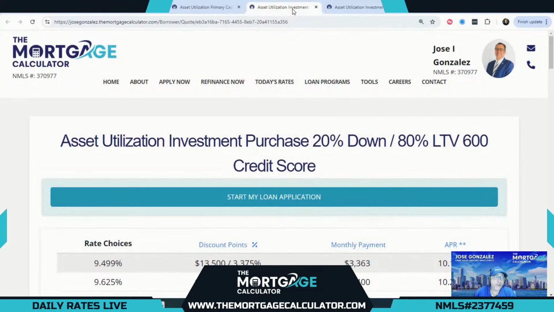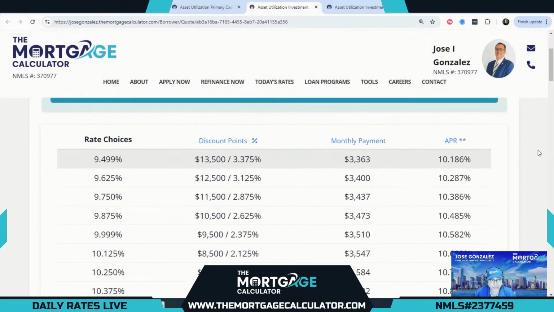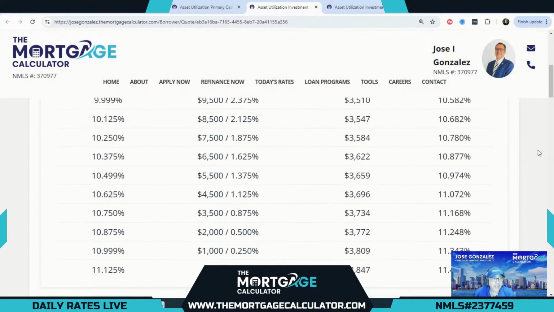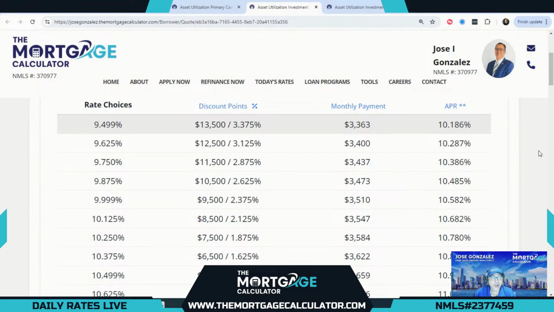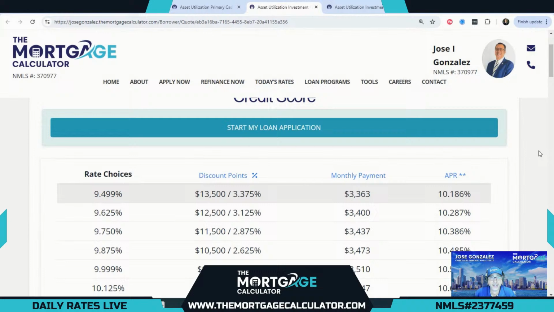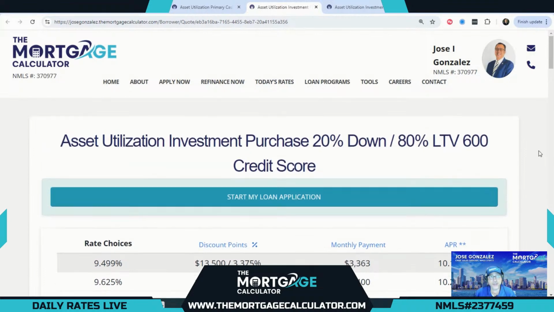And now for our low credit score borrower, we are looking here at a 600 credit score being the minimum that we have for this product, 20% down being the minimum down payment as well. And it is 11.125 lowest cost option, and you can buy that down all the way to 9.499, and in this case this happens to be for an investment purchase.